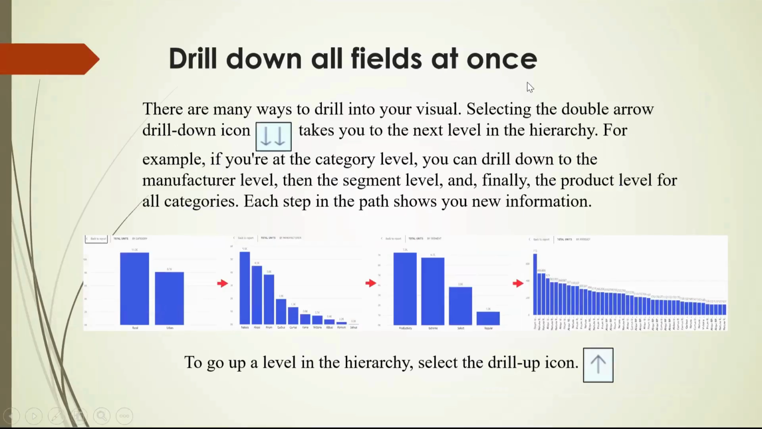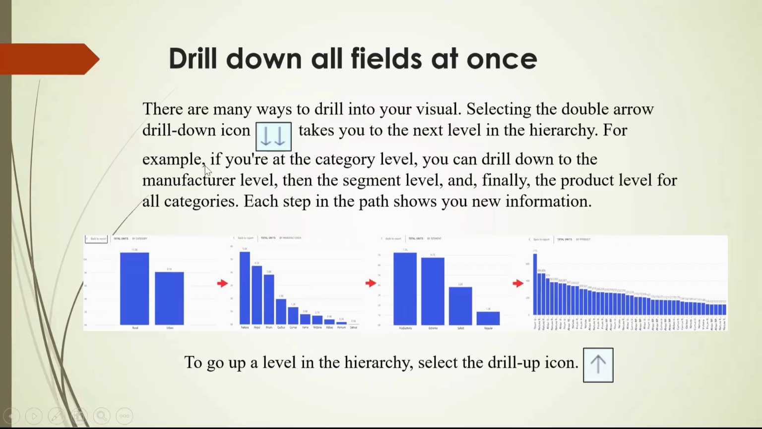Drill down all the fields at once. This icon depicts that: drill down all the fields at once. Here you can see first we are having two bars, and then it is expanding category wise. So selecting the double arrow drill down icon takes you to the next level in the hierarchy.